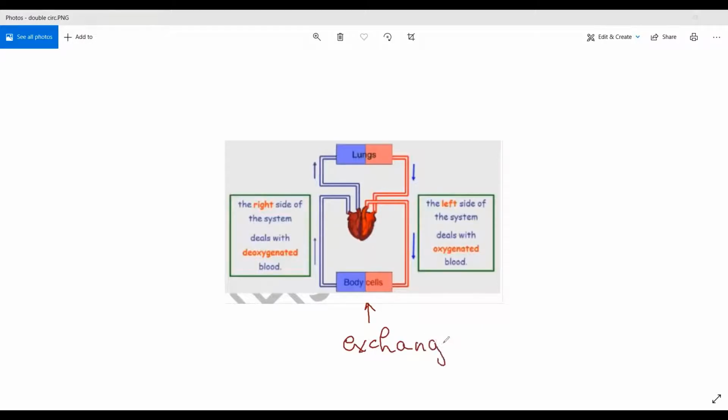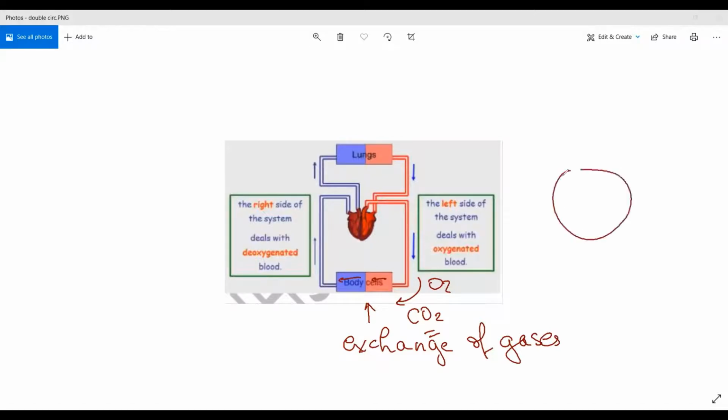So what does this mean? It means that these cells are always respiring, always performing metabolic activities. There is always carbon dioxide inside the cell. When the blood is coming carrying oxygen, oxygen is going to enter the cell, and carbon dioxide is going to get out.